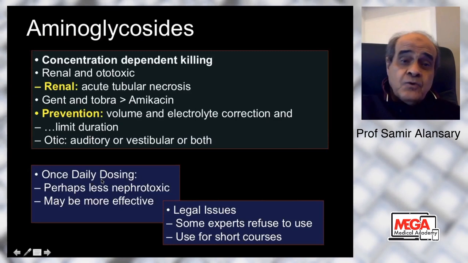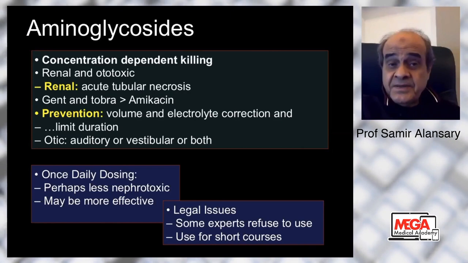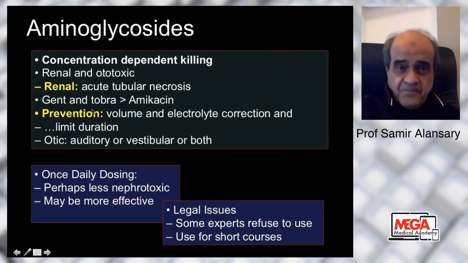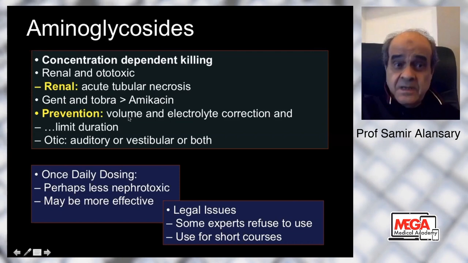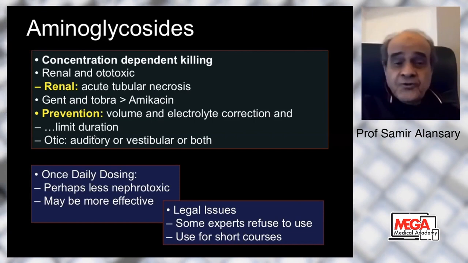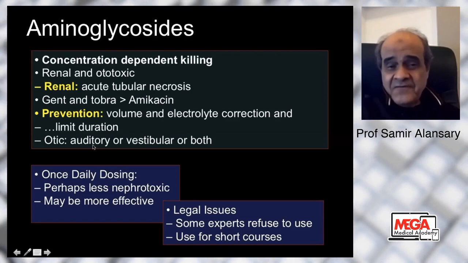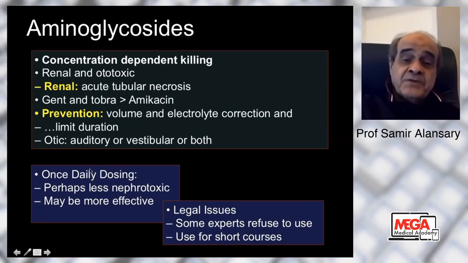The other important group, the aminoglycosides, which are concentration dependent, as I told at the start of the lecture, and they have renal and ototoxic activity. Renal toxicity can cause acute tubular necrosis. Gentamicin and tobramycin are more nephrotoxic than amikacin. Volume and electrolyte correction: try to hydrate your patient, try to overhydrate. Otic complications, as I said, auditory and vestibular, are irreversible. That affects the small fibers and must be detected by audiogram. Better to use once-daily dosing, perhaps less nephrotoxic and maybe more effective.